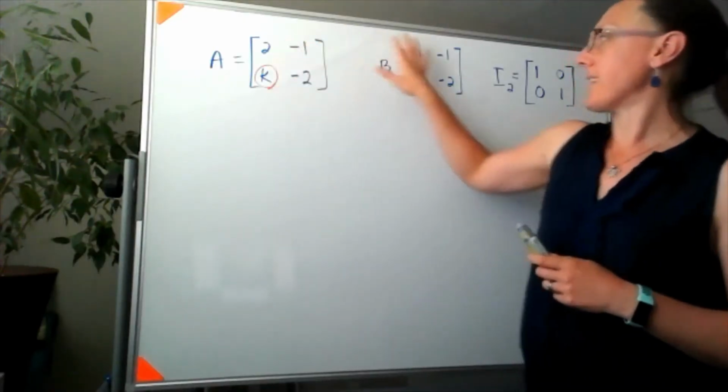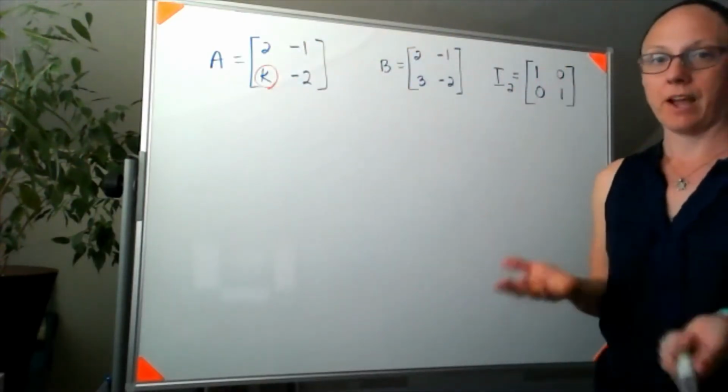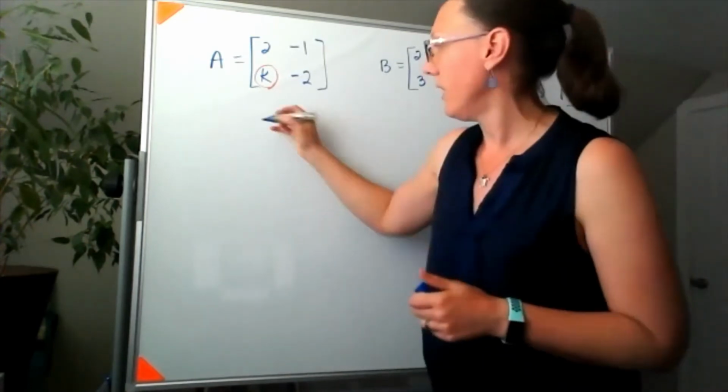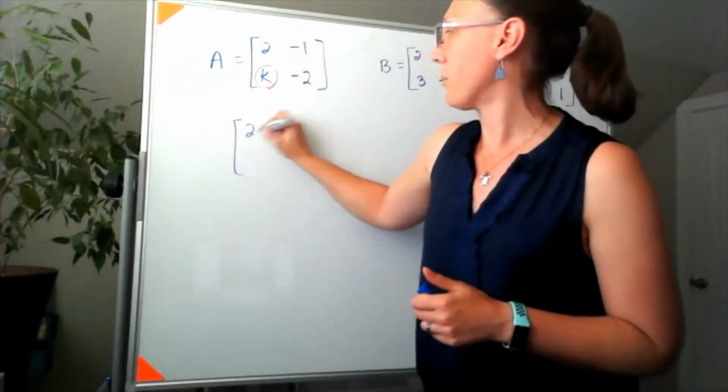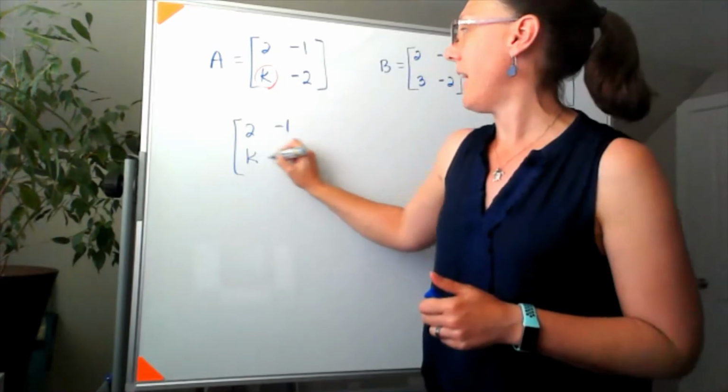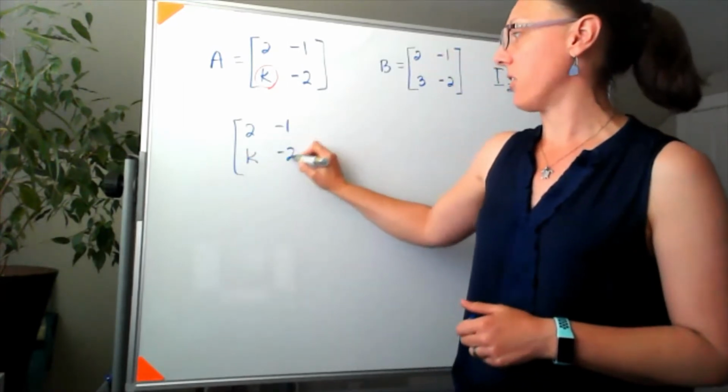So we want A times B to equal I2. So again, we're going to practice our multiplication. We're just going to drag that k along with us.